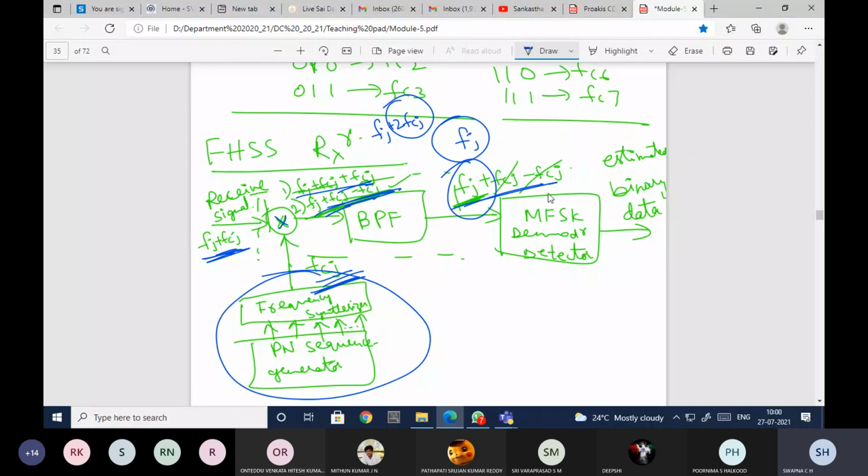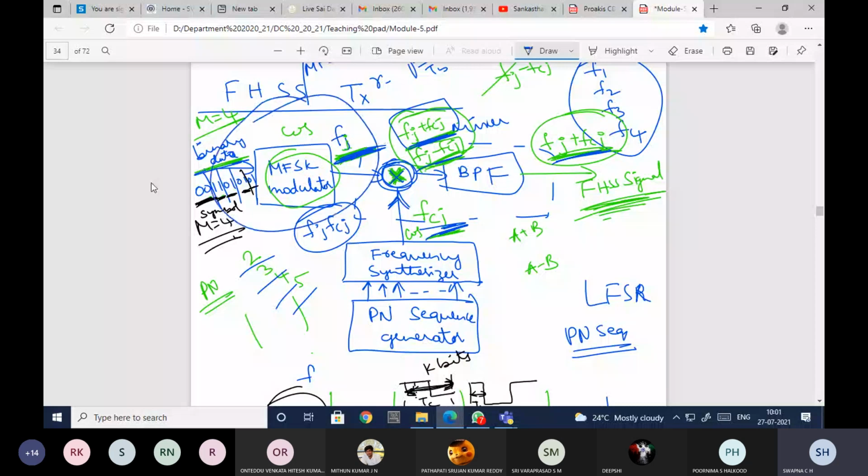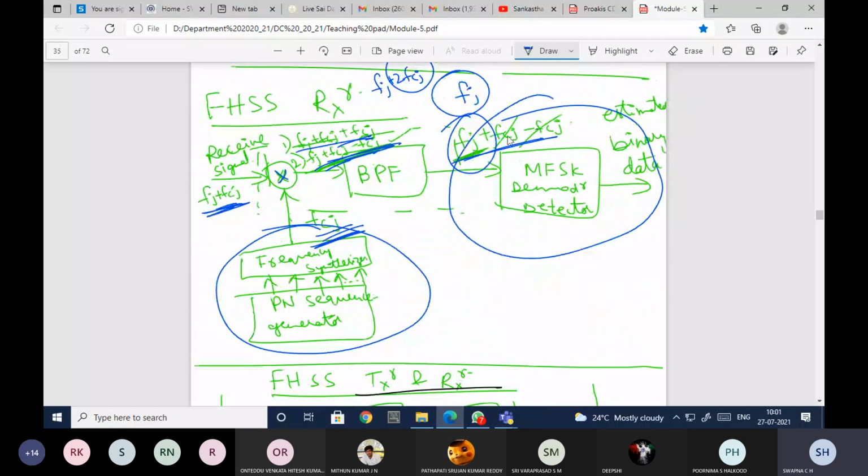The demodulator will give me the binary data. Here it is nothing but the reverse operation of the modulator, what you are doing in the transmitter. In the transmitter, we are modulating it. Now Fj is the output, and I'm giving this Fj to the demodulator so that I'll get the binary data. So the reverse operation is happening at the receiver end. Fj is given to the MFSK demodulator, and I'll be getting the binary sequence.